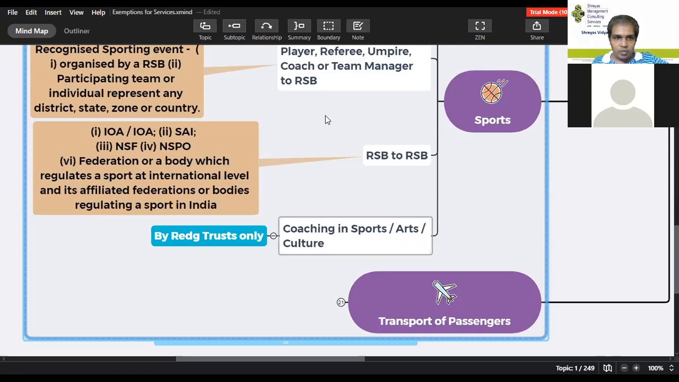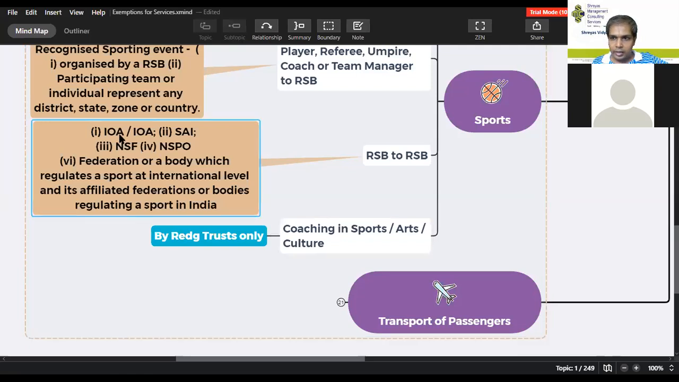What is a recognized sports body? You can see here, International Olympic Association, IOA, two times I have mentioned. International Olympic Association, Indian Olympic Association. SAI is Sports Authority of India. NSF, just now we saw, is National Sports Federation. NSPO is National Sports Promotion Organization. That's Federation Promotion. Then the last point is a massive point. It's a very massive point. It covers so many things.